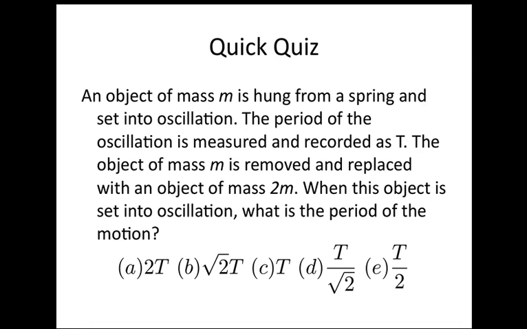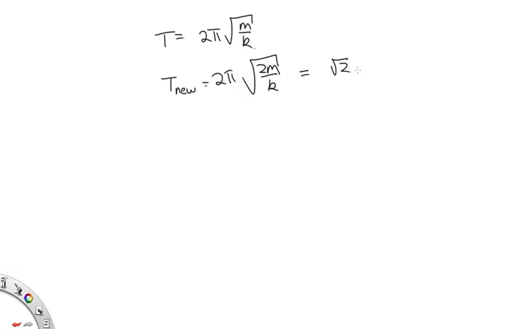Okay, a quick quiz. An object of mass m is hung from a spring and set to oscillate. The period of the oscillation is measured and recorded as T. The object of mass m is removed and replaced with an object of mass 2m. When this object is set into oscillation, what will be the period of the motion? We've said T is equal to 2 pi root m on k. So now if we replace m with 2m, our new period is equal to 2 pi root 2m on k, which is equal to root 2 times the old period. So root 2 times T is the answer to that quiz question.